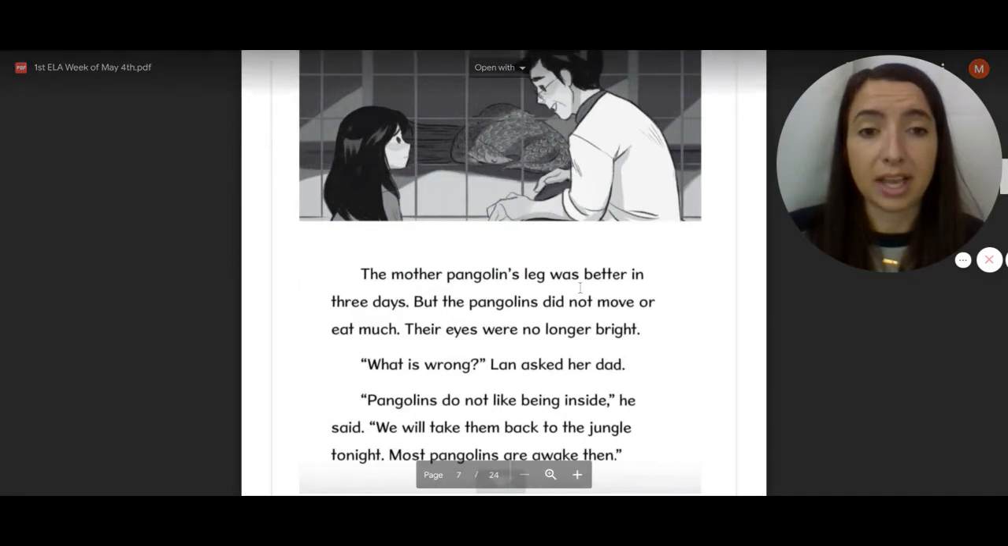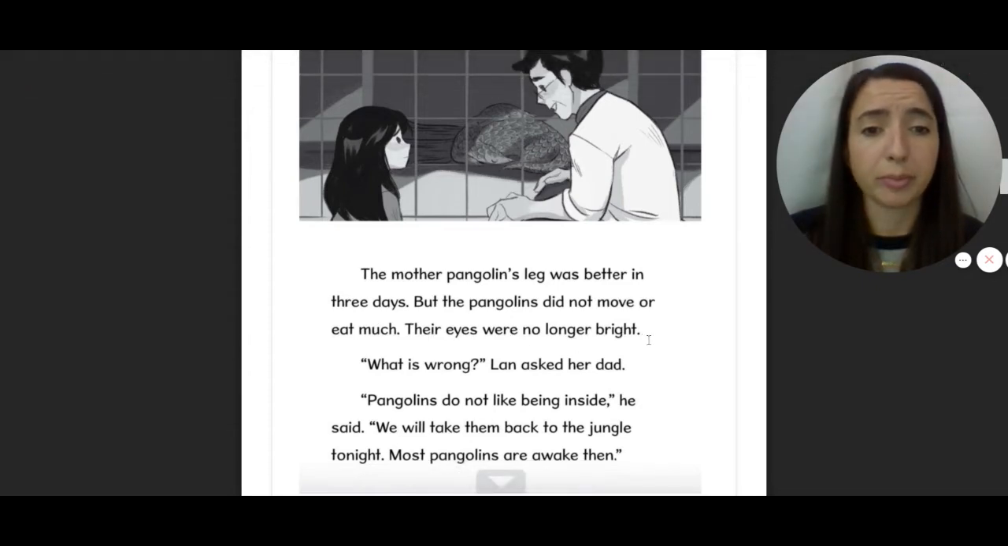The mother pangolin's leg was better in 3 days, but the pangolins did not move or eat much. Their eyes were no longer bright.